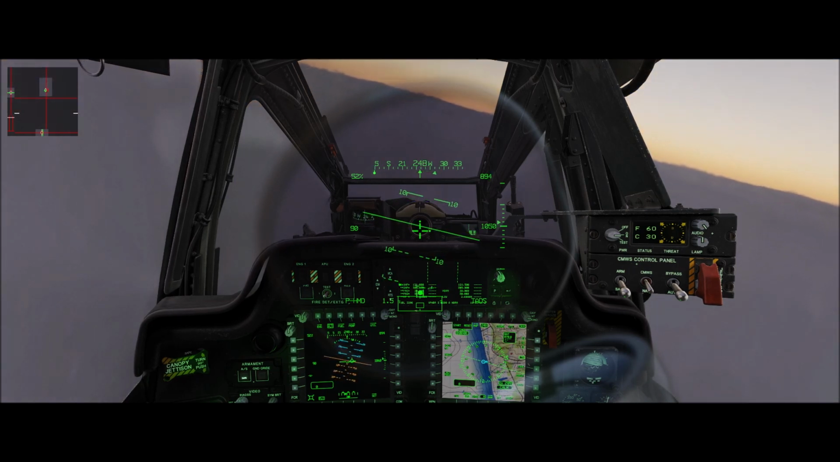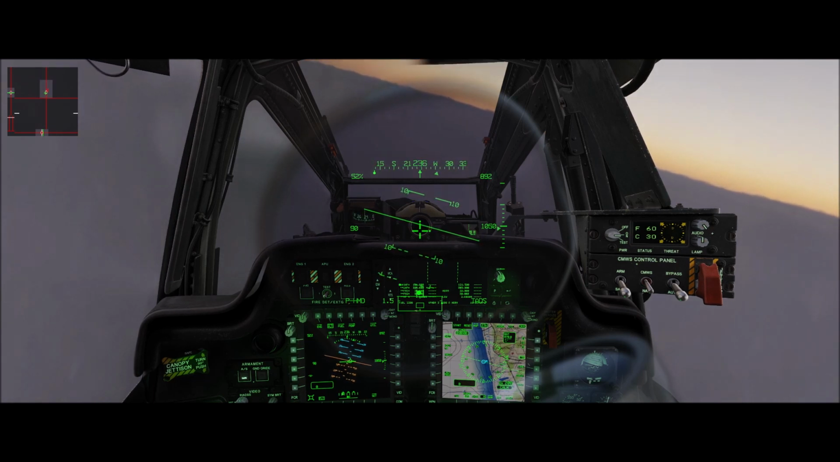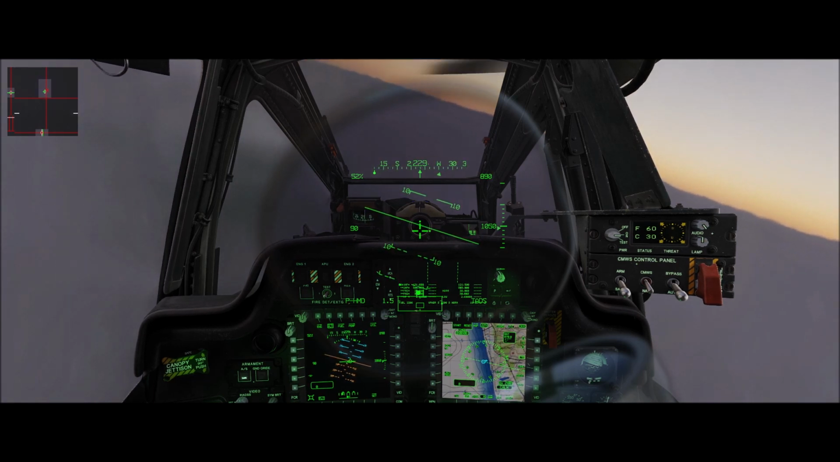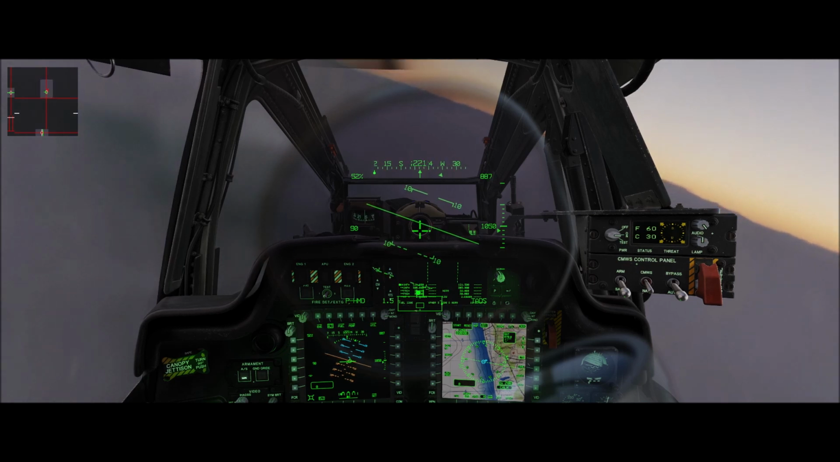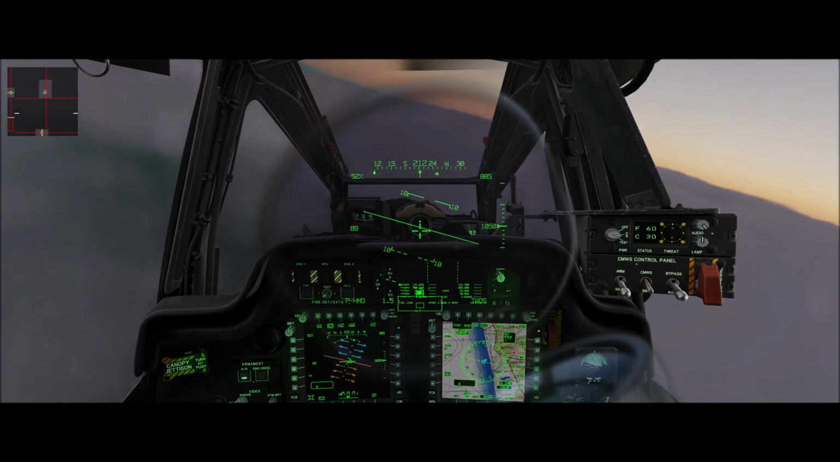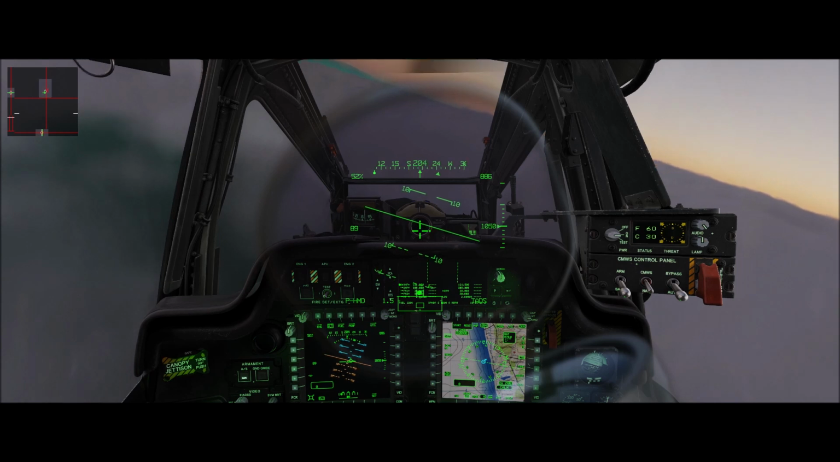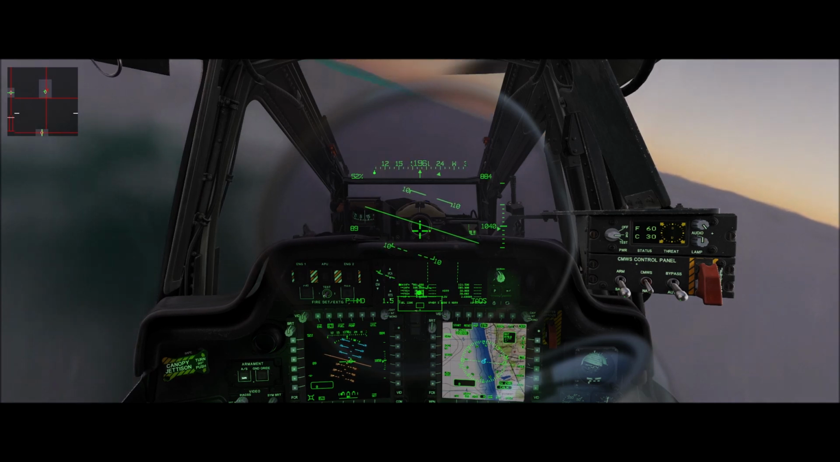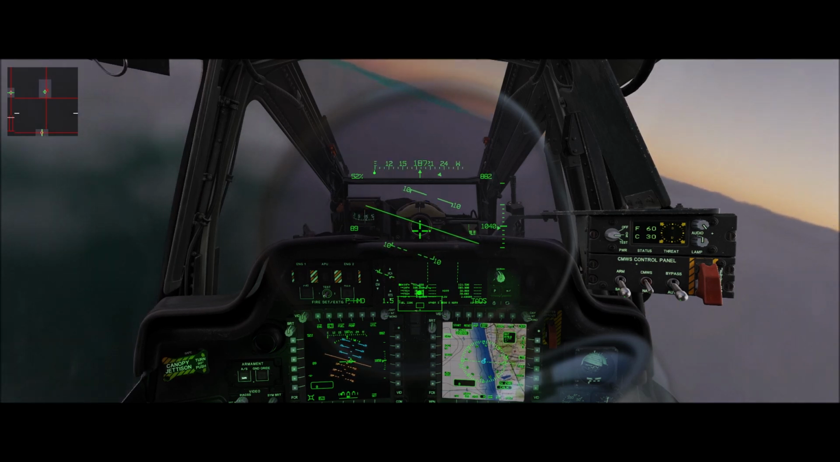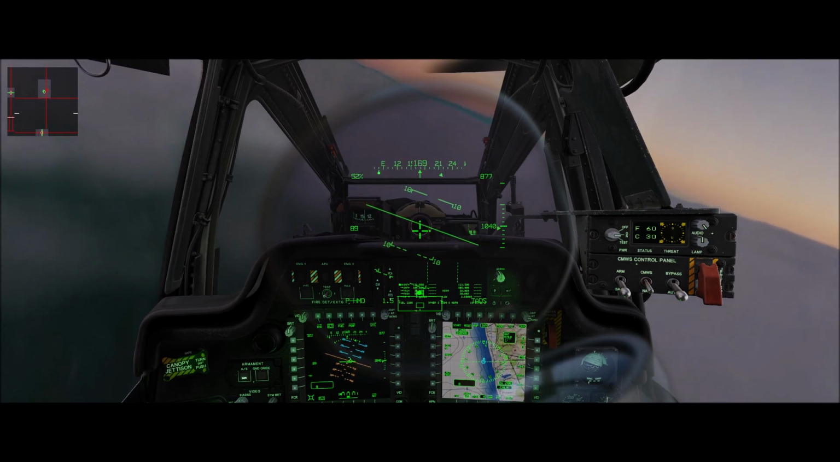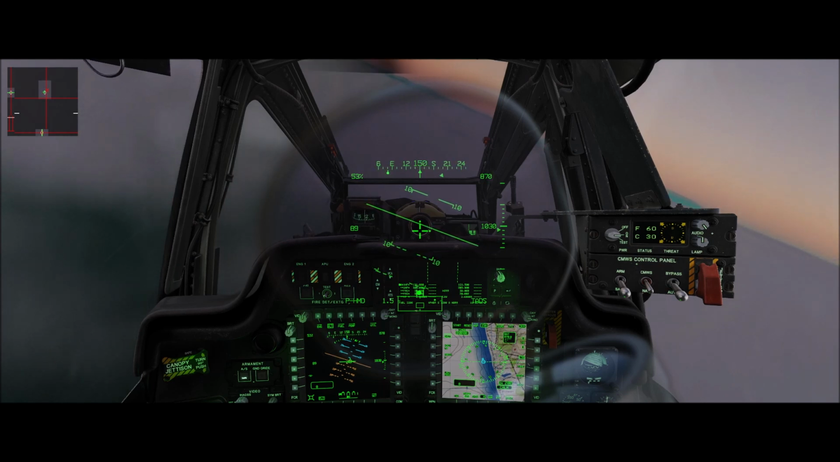So there's 1 minute. We start our standard rate turn to the left while we're coming around to our inbound course of 070. And we're going to track that inbound towards the NDB station, still maintaining our 1,000 feet and our 90 knots and our coordinated standard rate turn.